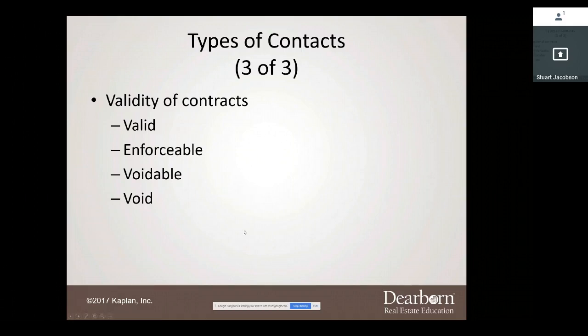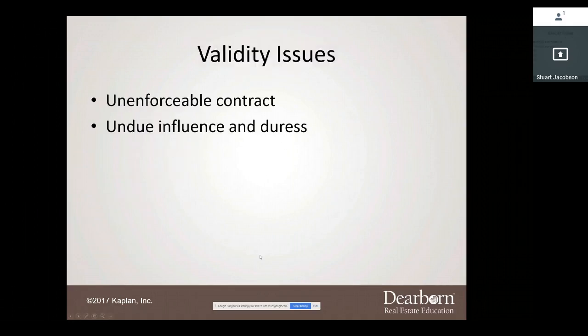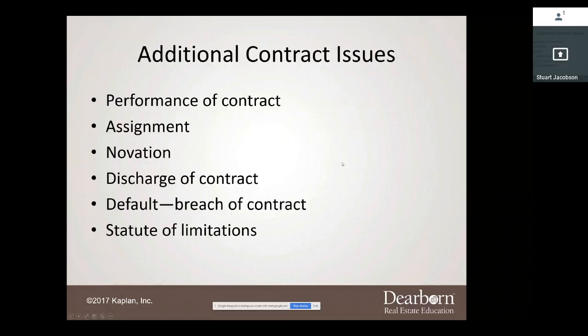Voidable, usually when it has a minor involved. The minor usually has the right to cancel the contract. It is voidable on the action of the minor. So we talked about unenforceable contracts and undue influence a little bit. Now, we want to talk about something else.